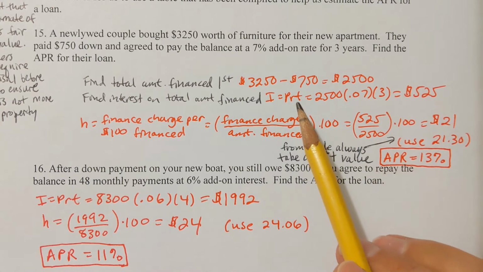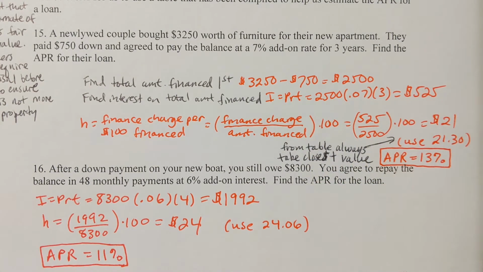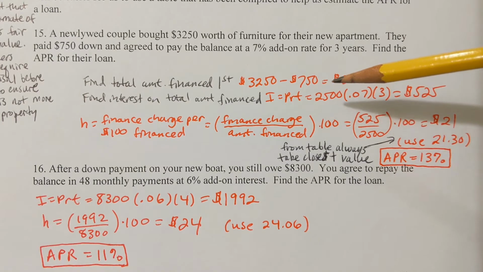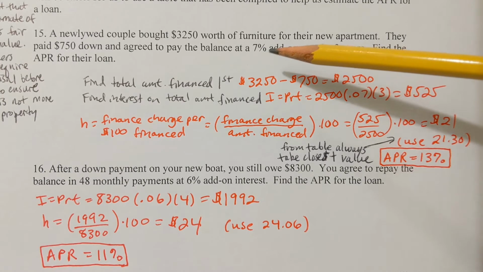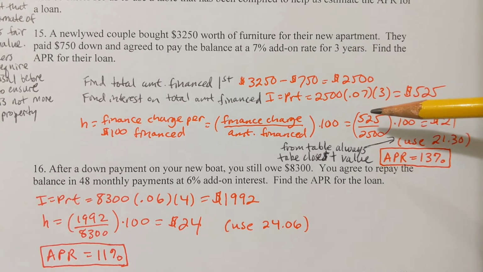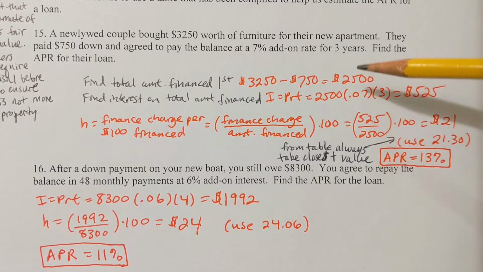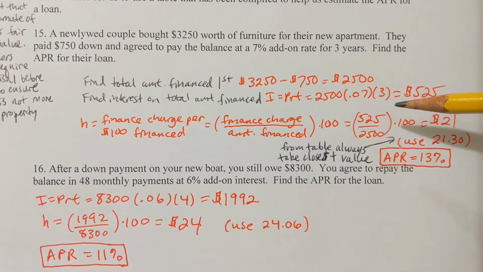Okay, there's going to be interest on the loan, and you'd assume simple interest. If I take principal times rate times time, the principal amount is $2,500 times the rate of 7%, and they agreed to pay back the loan in 3 years. If I multiply these three numbers together, $525 is how much they'd pay back in interest.